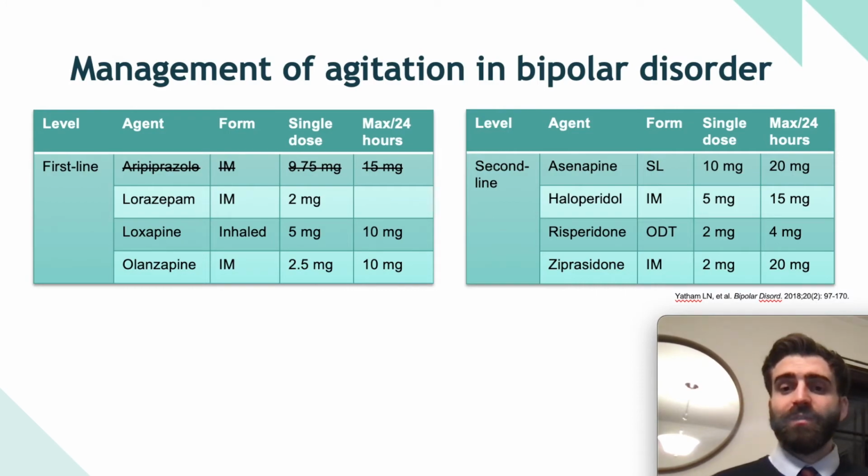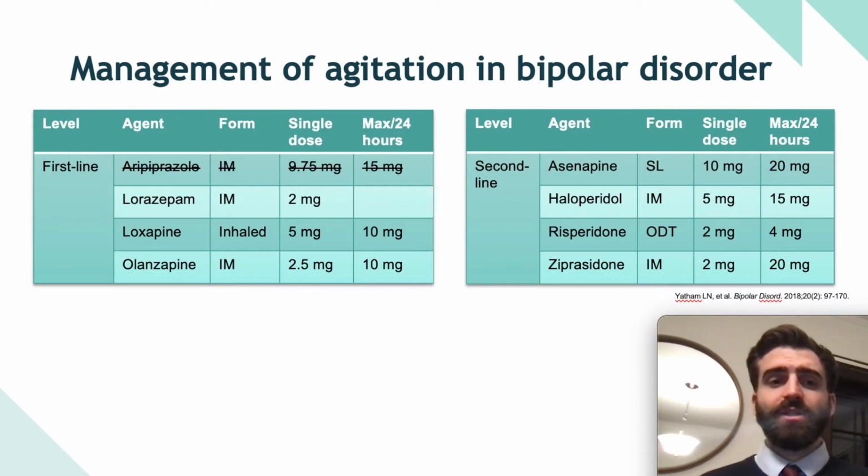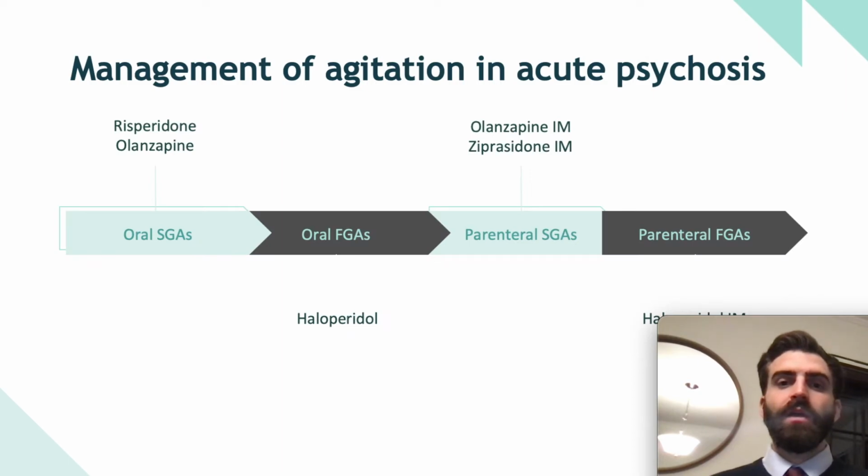Here's a slide specific for bipolar acute agitation. You'll see first-line recommendations include benzodiazepines, antipsychotics, and then second-line agents include antipsychotics as well. Something to note here is some of the formulations. There's a Loxapine inhaled product, and there's Asenapine sublingual. So we're seeing different routes of administration here, which I'll go over shortly.